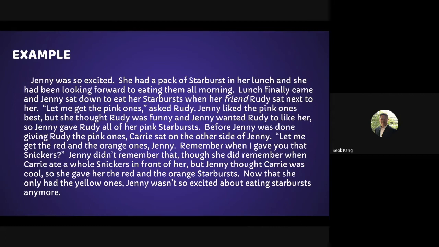Before Jenny was done giving Rudy the pink ones, Carrie sat on the other side of Jenny. "Let me get the red and the orange ones, Jenny. Remember when I gave you that Snickers?"